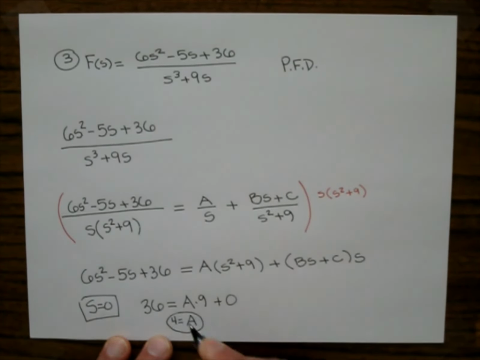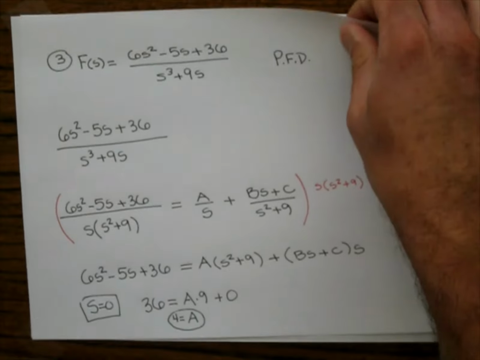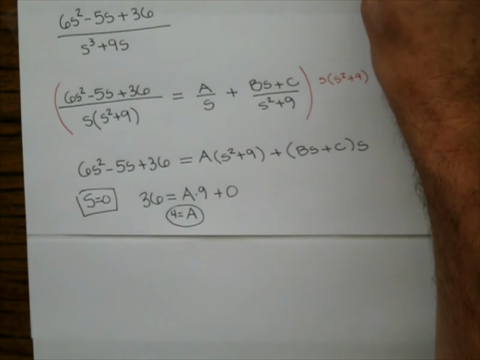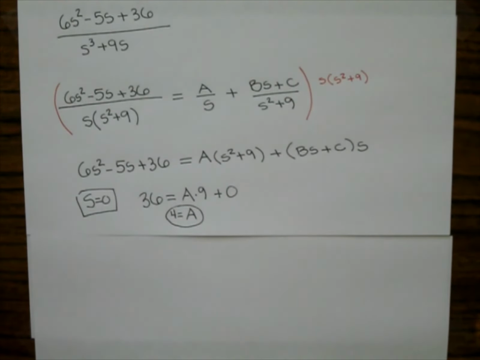There it is. We got instant results just by zeroing out the s. But we can't do that anymore. So some of you are like, you couldn't do that anymore. But that's all right. We did it so we know what A is. And so A is, I'll go ahead and replace it, 4.